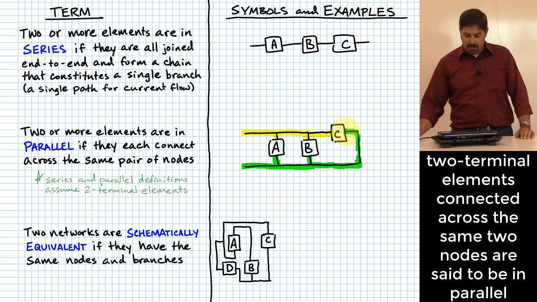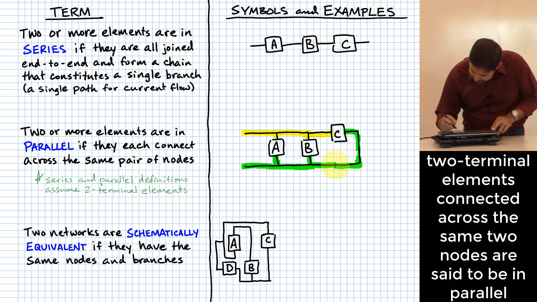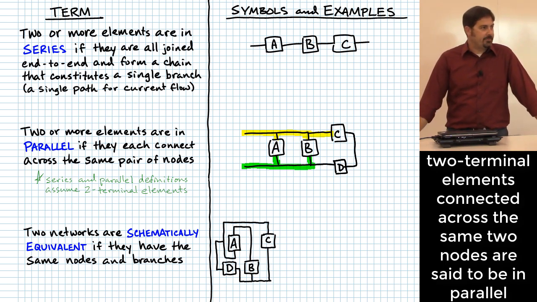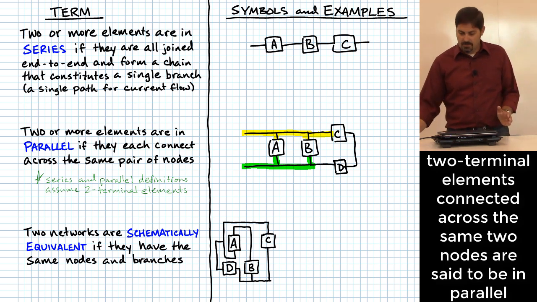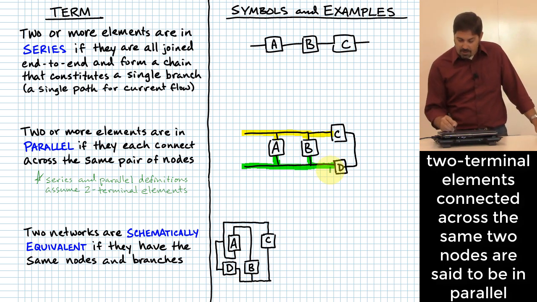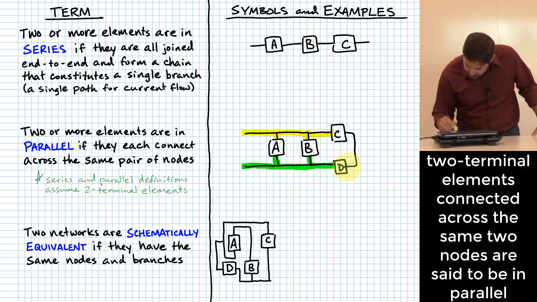Okay? Now what happens if I come in here and change it up a little bit? What happens if I come in and add another element and I put it right there? Okay? What's in parallel now? Okay? A and B are in parallel with each other. I agree with that. Are they in parallel with C? No. Are they in parallel with D? No. How do we know that? Okay? I can continue this node out and I can see D is not connected across the same pair of nodes as A and B. Why not? Because I've now got this other node right here.